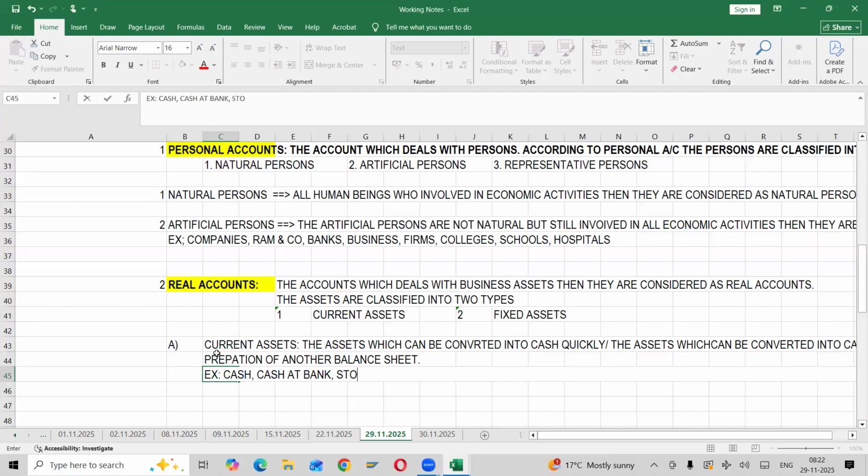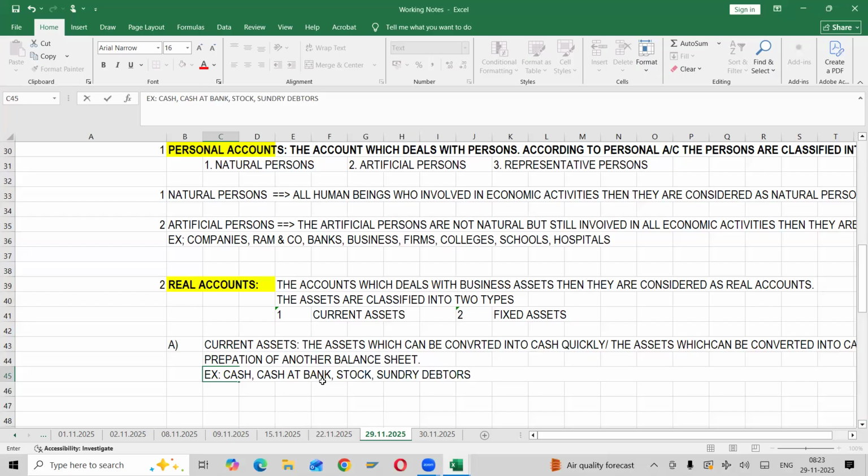Next one, stock. I can sell it at any point of time. I'm not saying an asset, I'm saying stock, inventory. I can sell it, I can convert it into cash. Next one, debtors, sundry debtors. What do you mean by we sold goods or something to a customer on credit? Normally, we will give less than 1 year time.